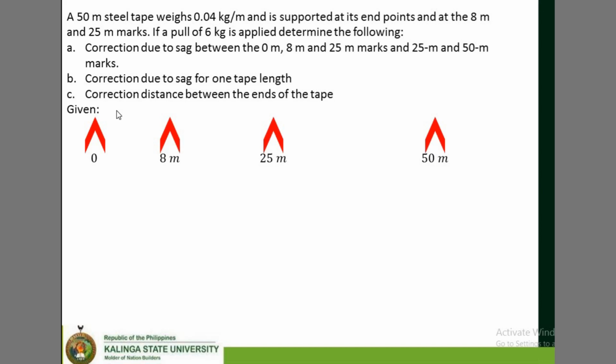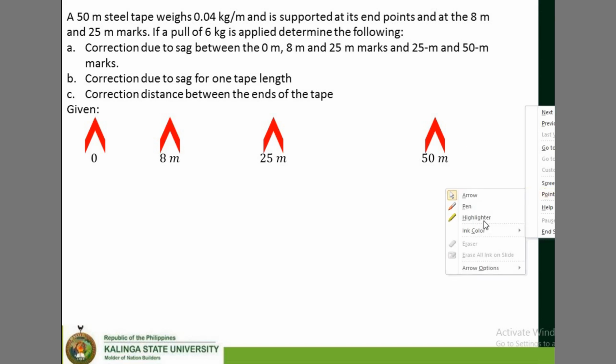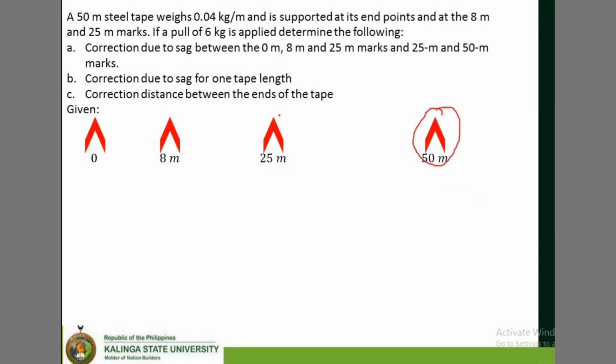So, in this problem, the 50 meter steel tape is continuous, it does not break. These red marks that you see are the pegs. These are the pins to mark the 0, 8, 25, and 50 meters.